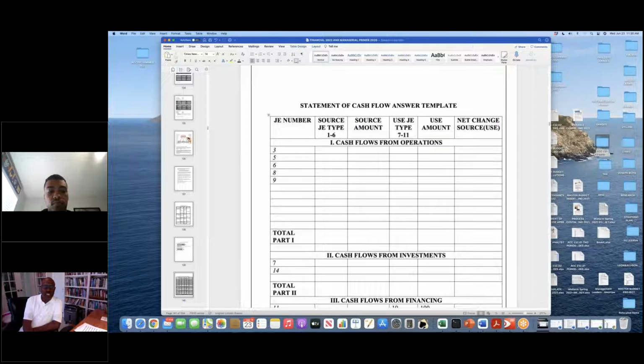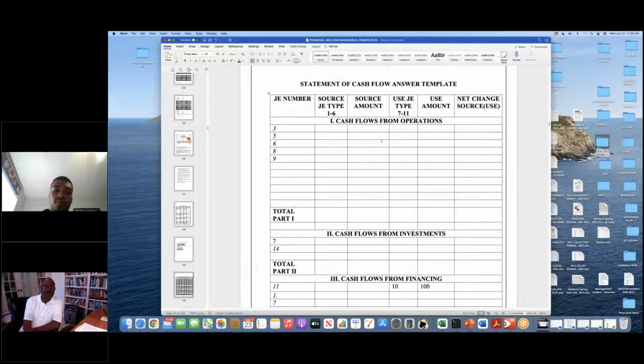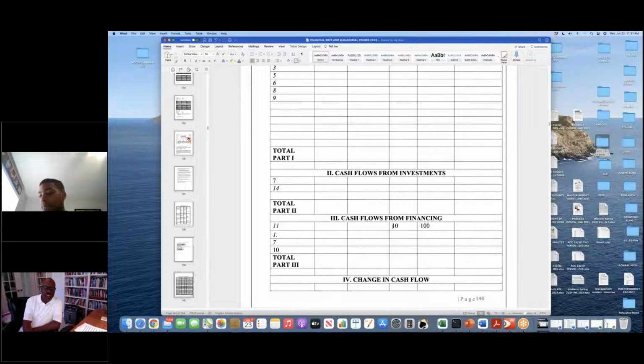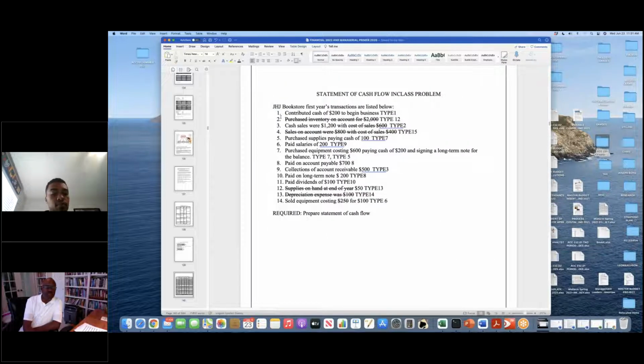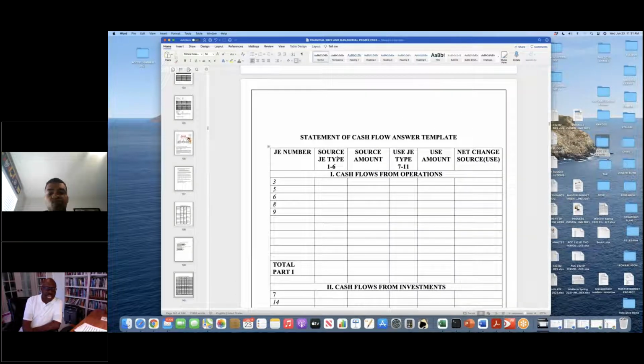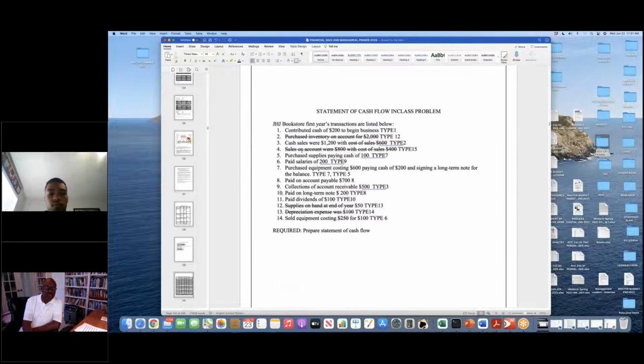Okay, so this is the template that we're using, and we show source of cash and use of cash. If it's a source of cash, if it's a 1 through 6, it's going to be in the source part, and if it's a 7 through 11, it's going to be a use part. So we'll see how this operates in just a second. Now, journal entry number is just that number here. Then journal entry type comes here. So journal entry number is here, so we keep track of them.